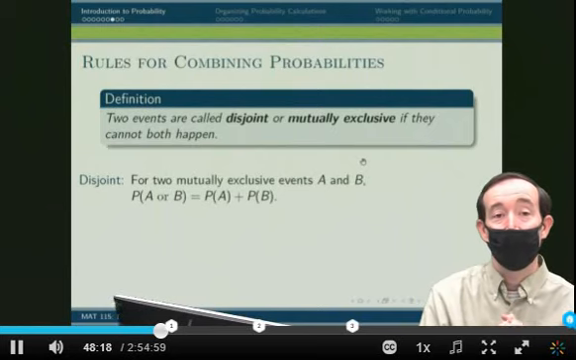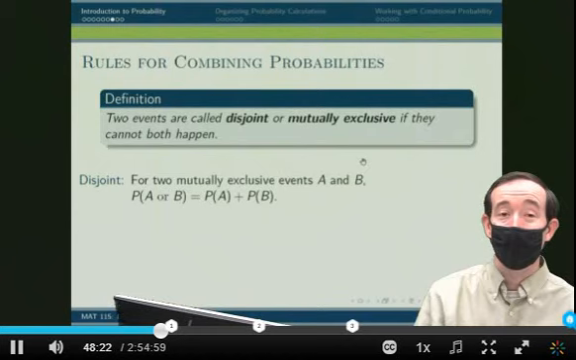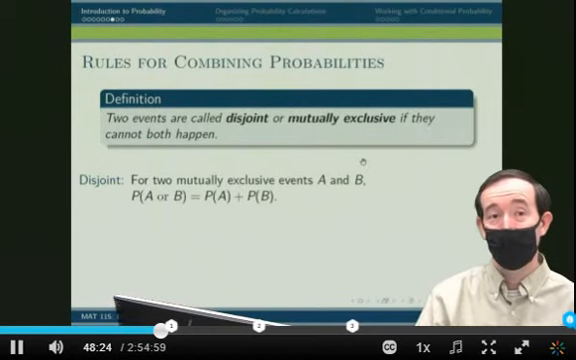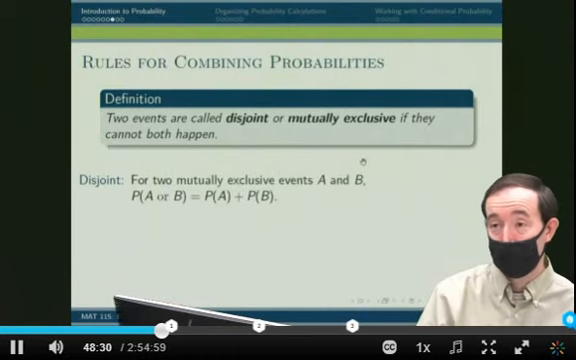Here's a nice feature of mutually exclusive events. If I want to find the probability that either event A or event B happens, and they're mutually exclusive, I can simply add those probabilities together.